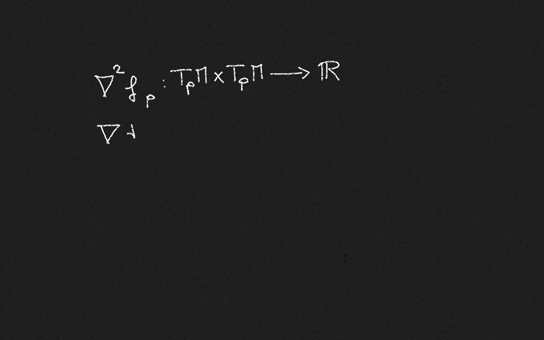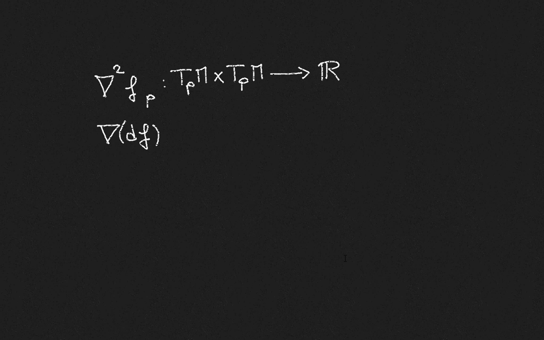So this is at P, this is a map which takes a pair of vectors, tangent vectors, and sends them to a real number. And it's the covariant derivative of the f, in a way. So we didn't really explain what is the covariant derivative of a differential form, but in the case of the Levi-Civita connection, everything is defined through the metric.